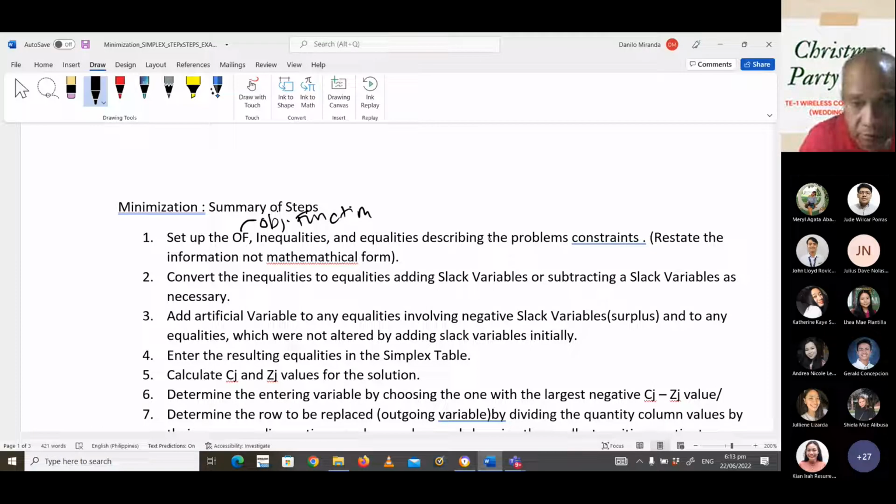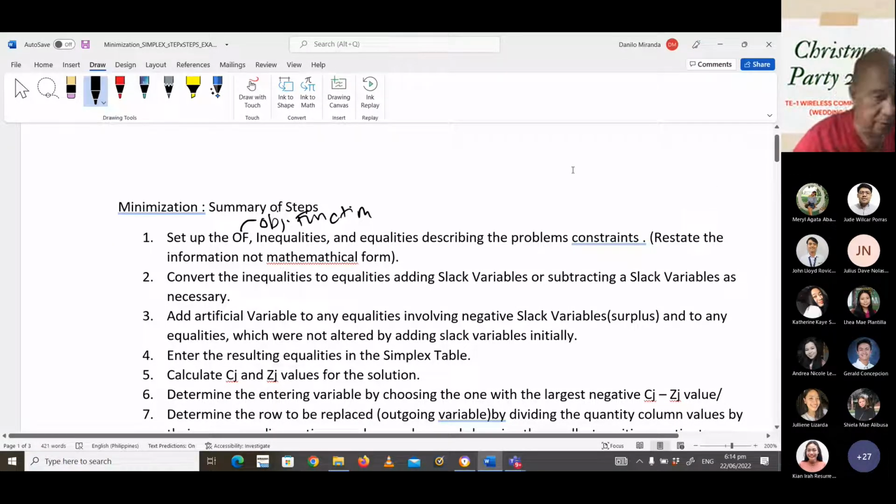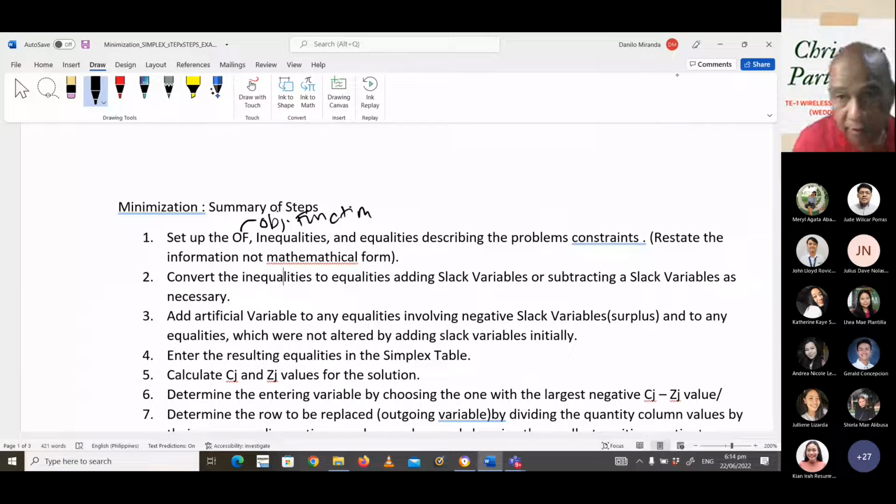Slack variables, or subtracting a slack variable as necessary, to balance the equation. And then add an artificial variable to any equalities. Put sa S, meron A.